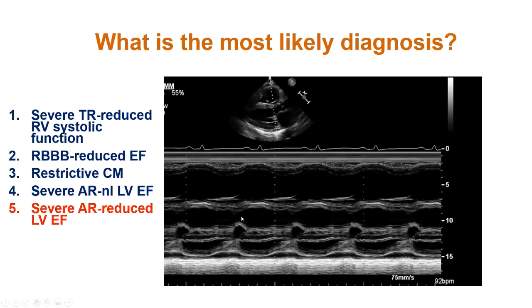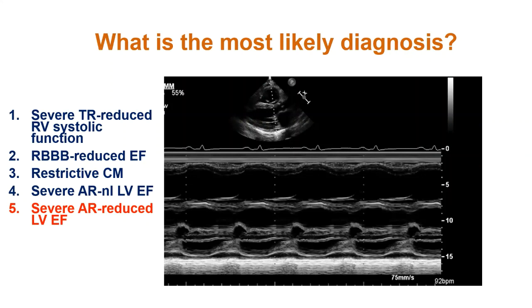Well, let's look. First of all, there's an increased E-point septal separation telling you that left ventricular systolic function and forward stroke volume is reduced. So that gives you this part of the answer. And then you also see vibrations, oscillatory movements of the anterior leaflet, because the jet of aortic regurgitation is impinging on the anterior leaflet of the mitral valve. Now, that doesn't tell you the severity of aortic regurgitation. It just tells you you have aortic regurgitation directed toward the anterior leaflet.